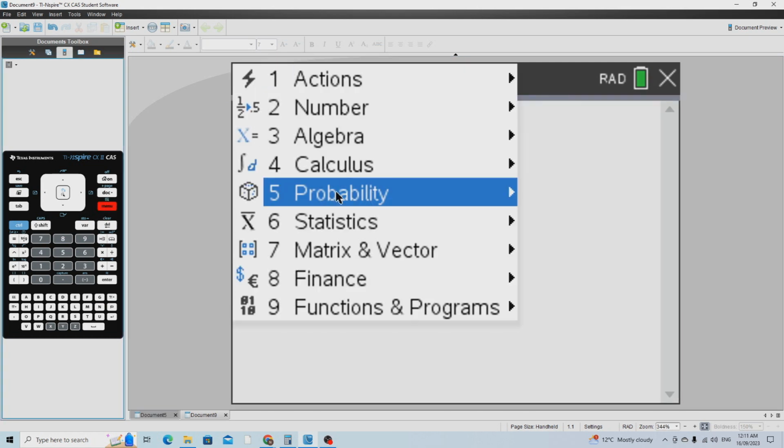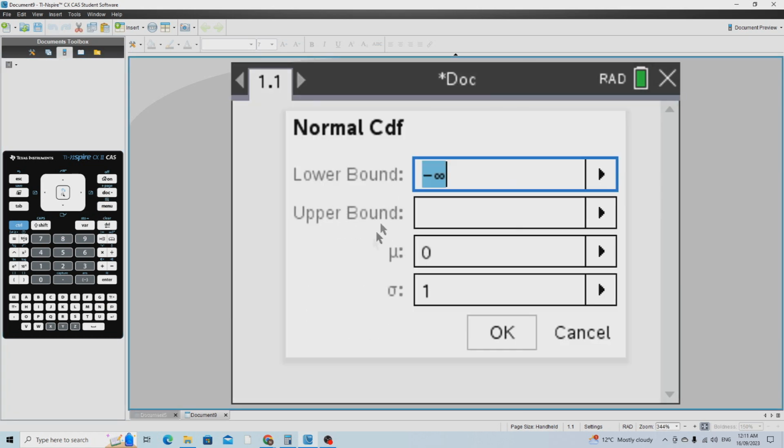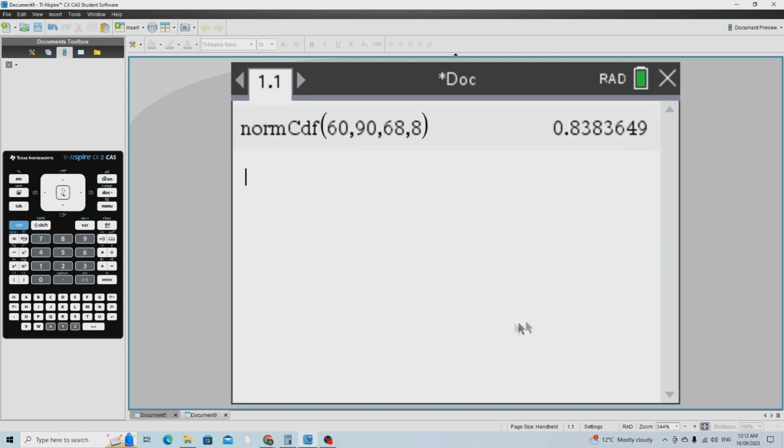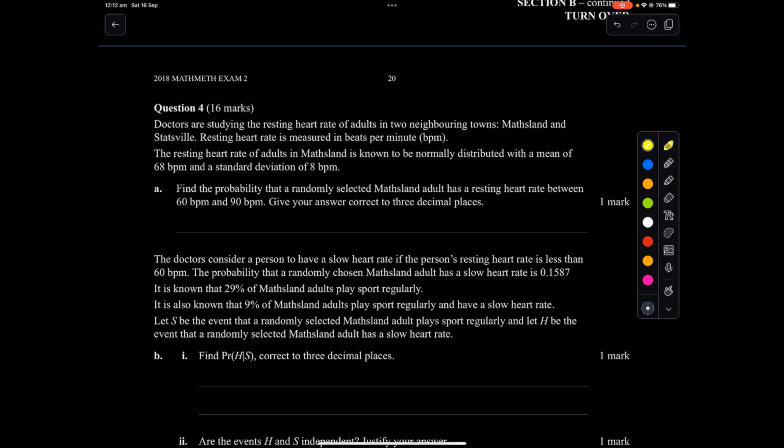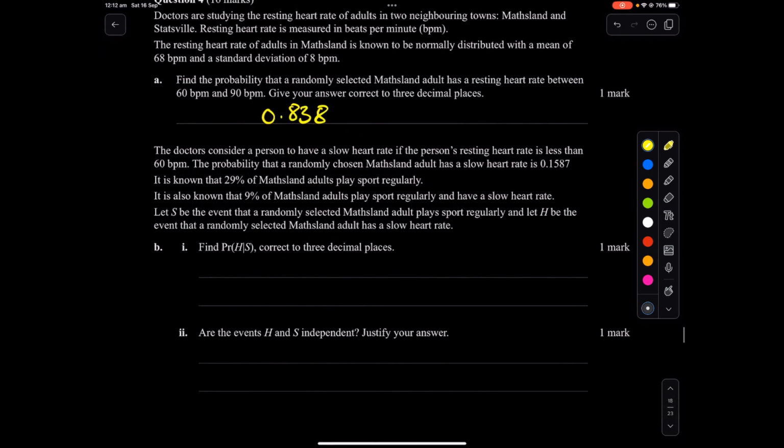Okay, menu. We're dealing with normal, so we're going to go normal CDF, and our lower bound here is 60, and our upper bound is 90. Our mean value is 68, and our standard deviation is 8. Done. There we go. This is our solution. So let's write that, to 3 decimal places, that's 0.838. Done.